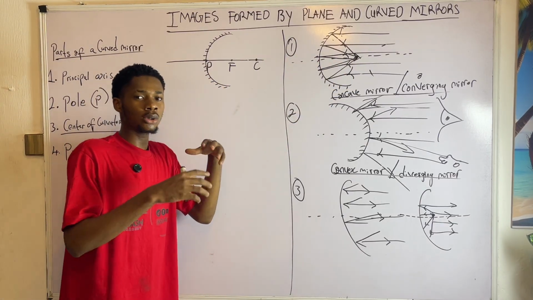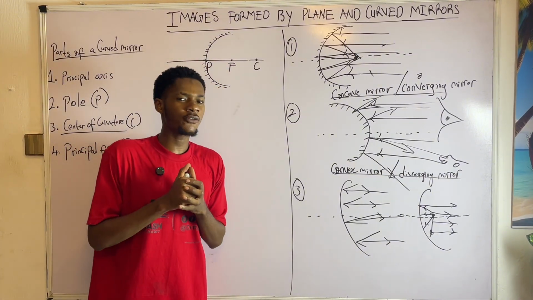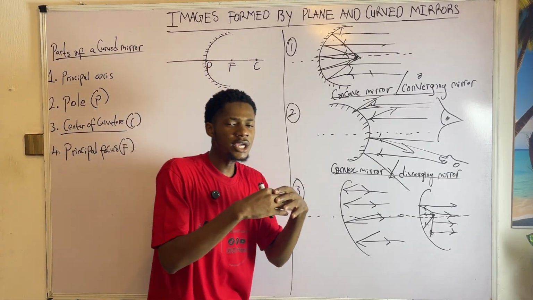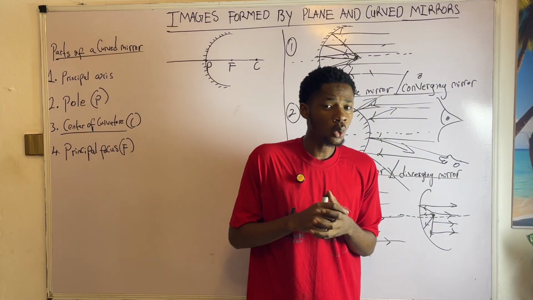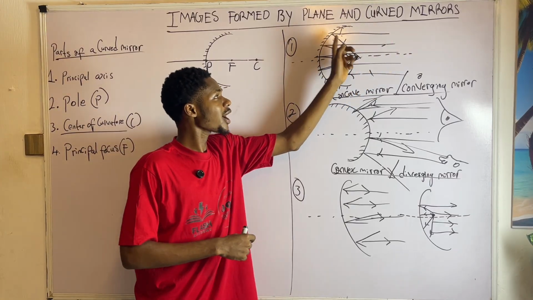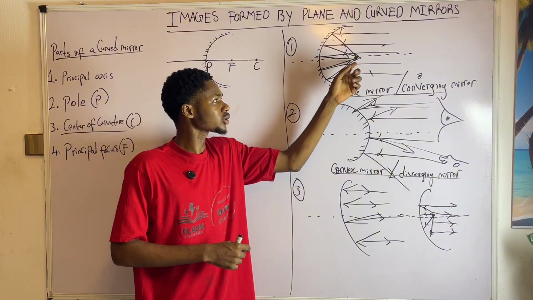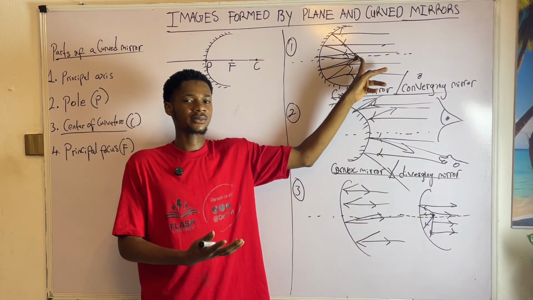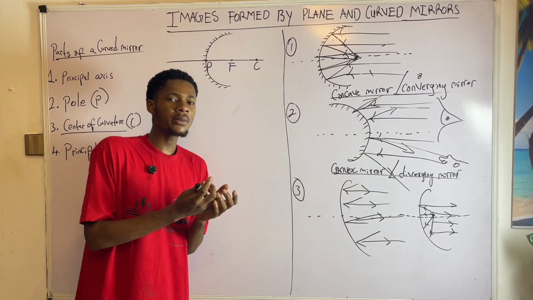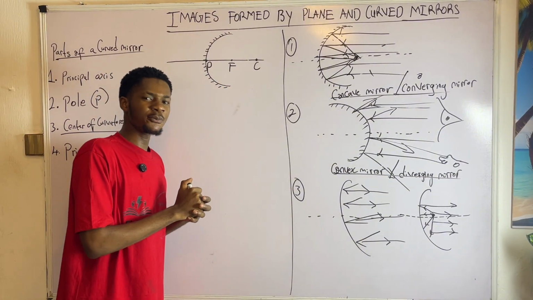So we can now define the principal focus as a point along the principal axis of a curved mirror where rays of light traveling parallel to the principal axis meet. Take note of it. The principal focus is a point on the principal axis where rays of light traveling parallel to the principal axis intersect or meet or converge, whichever one you want to call it. That is what we call the principal focus. And by experiment, we notice that the principal focus is half of PC.